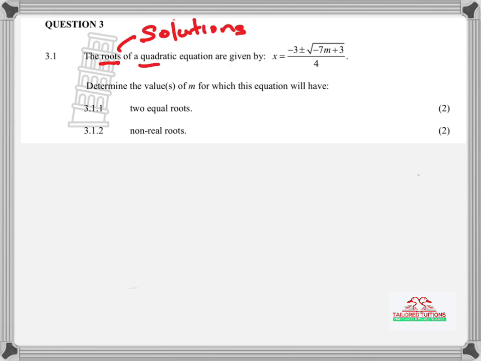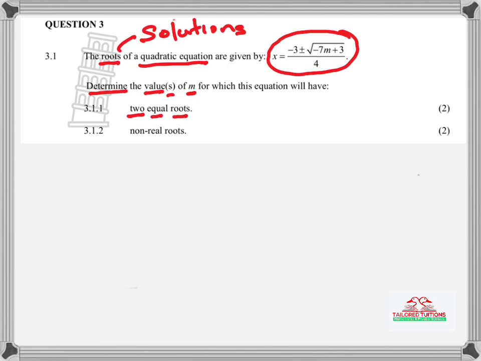So there was a quadratic equation that was solved using the quadratic formula, and the solutions happened to be like this. Now, if the solutions are like that, they want us to determine the value or values of m for which this equation will have two equal roots.